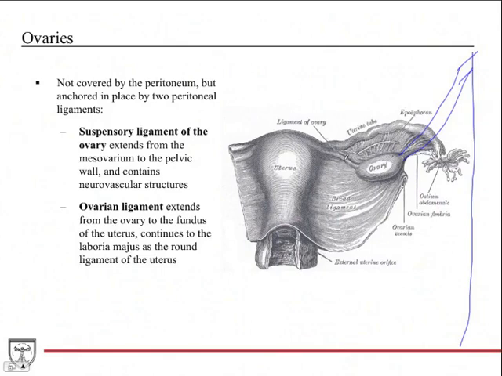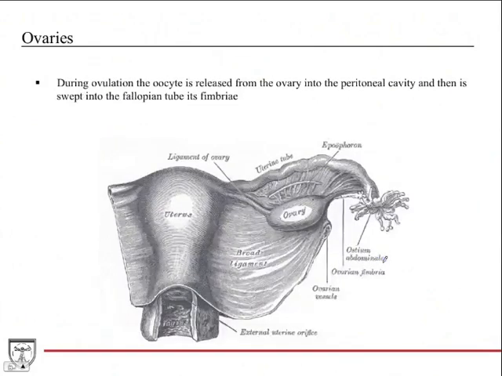And then you have the ovarian ligament, which we talked about, extends from the ovary to the fundus of the uterus here, and then from here you continue as the round ligament. So you have the ovarian ligament that anchors here, and then you have the round ligament that continues out here into the inguinal canal. Now, during ovulation, you have an oocyte, which is released out here by the ovary.